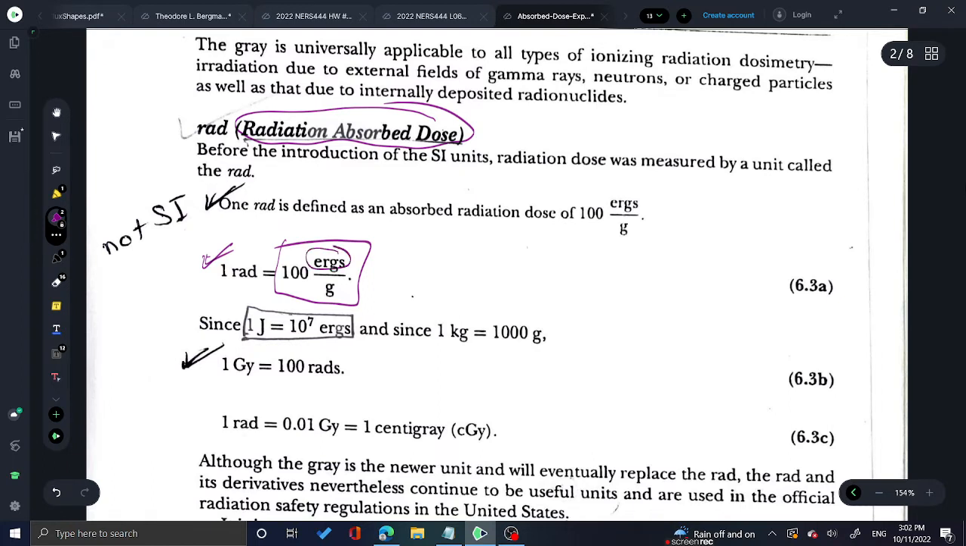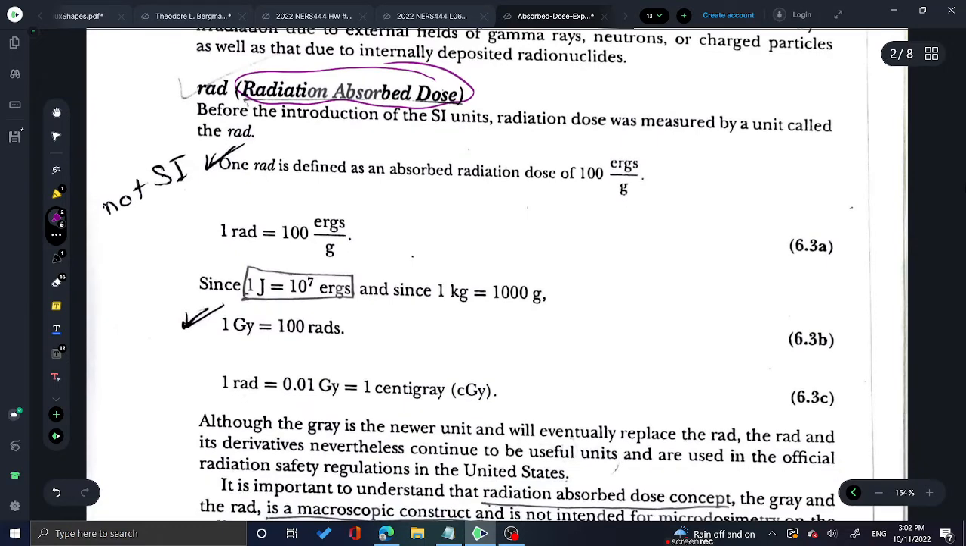Now erg is a unit of energy. This is coming from here. 1 joule is 10 to the power 7 ergs. So 1 erg of energy being absorbed per gram of tissue of absorber is 1 rad. Okay?